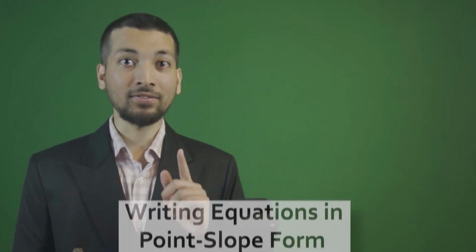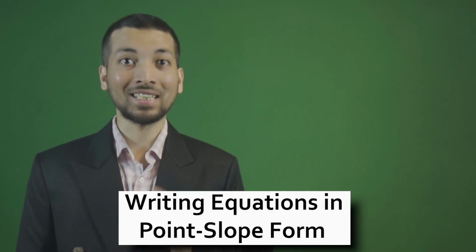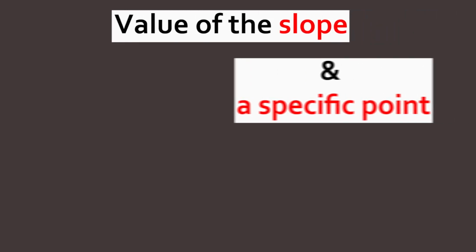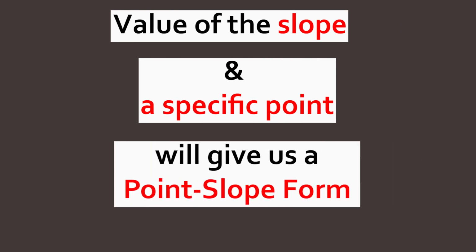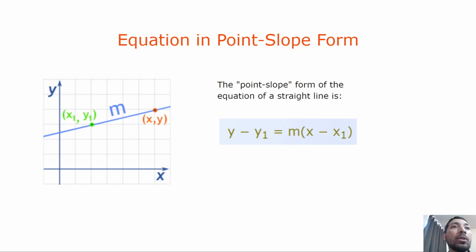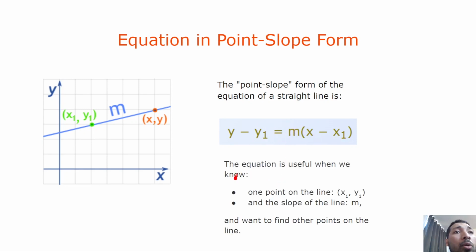Welcome back. In this video, we're diving into writing equations in point-slope form. The value of the slope and a specific point on the line aid in the visualization and understanding of the linear function through another dimension. When it comes to writing equations in point-slope form, we just need a single point on the graph and the slope. So in this case, we basically need this point, which is denoted by x1, y1, and the slope m. So this equation is useful when we know one point on the line, which is x1, y1, and the slope of the line m. And this can be used to find other points on the line as well.